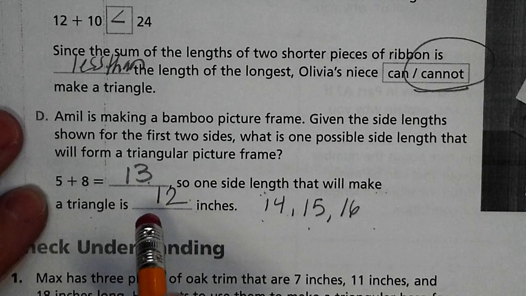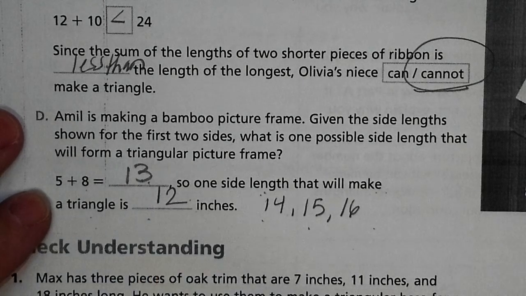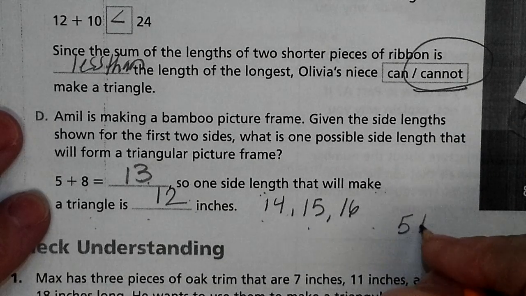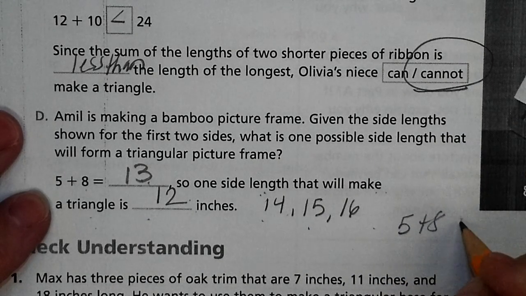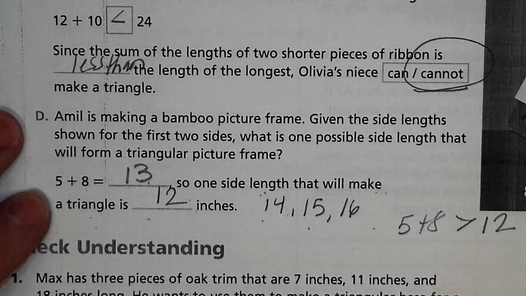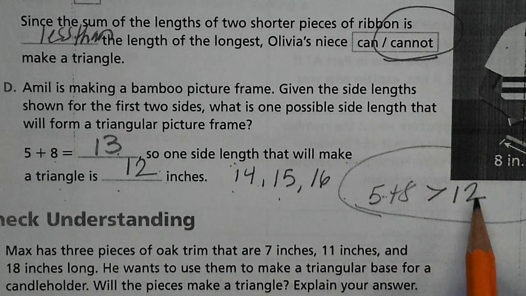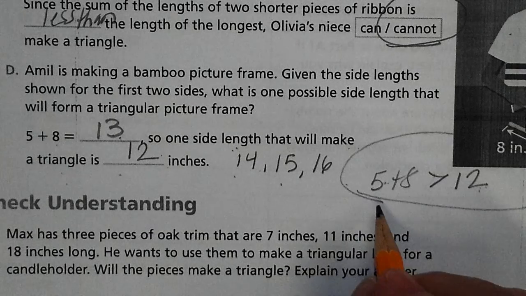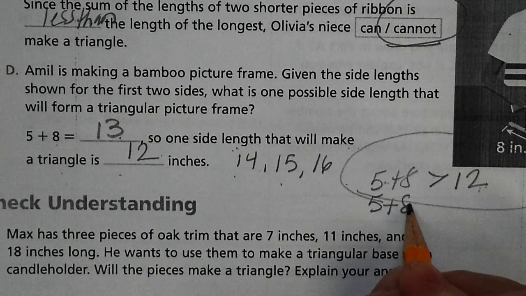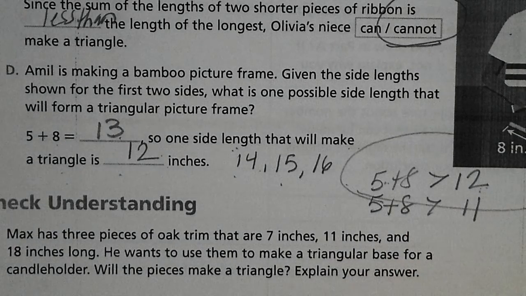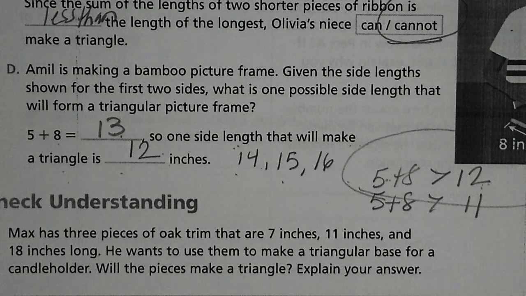So it has to be 12 because 5 plus 8 is greater than 12, right? And this has to be greater than the third side, correct? Oh, okay, that makes more sense. So what if I did 5 plus 8 is greater than 11? Would 11 work? Yes, because it's greater than.